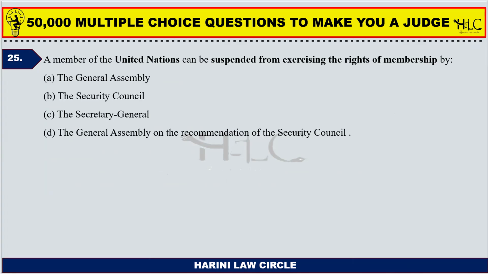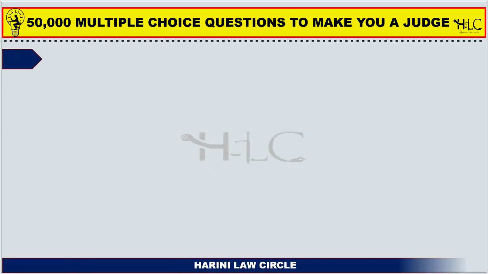Moving ahead to question number 25, we are in the middle of our session. A member of the United Nations can be suspended from exercising the rights of membership by, again a general studies question, option A, the General Assembly, Security Council, the Secretary General, or the General Assembly on the recommendation of the Security Council. Not much important for your legal exams, but still, yes, you may come across such questions. Option D is the correct answer.